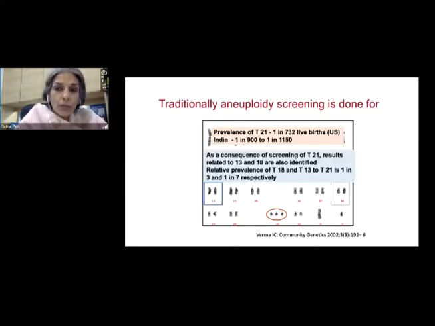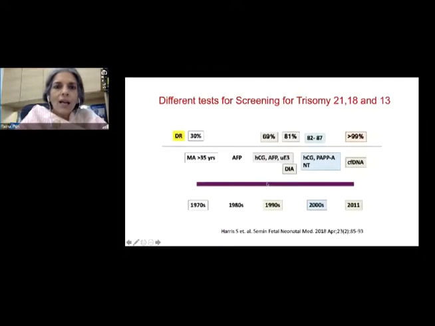Now, as a consequence of screening for Down syndrome, and you heard the introduction to that by Dr. Khurana, it was also identified that we could figure out if there is any abnormality related to chromosome 13 and 18. But we also know that the prevalence of these two disorders is much lower. And if we compare it to Down syndrome, for trisomy 18, it is 1 in 3 with relevance to trisomy 21. And for trisomy 13, it is 1 in 7.